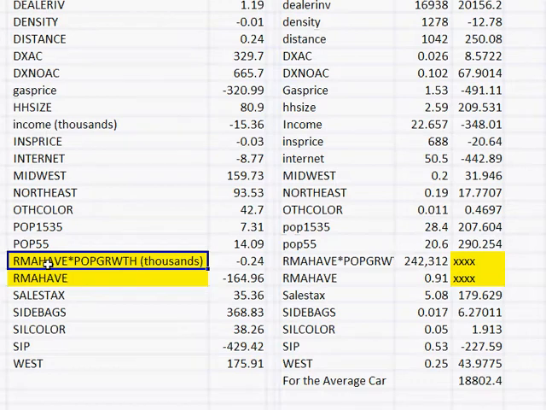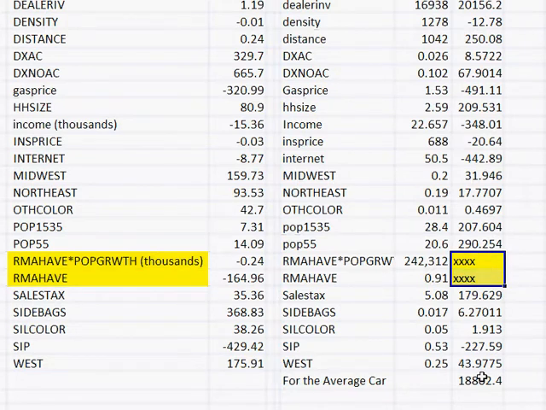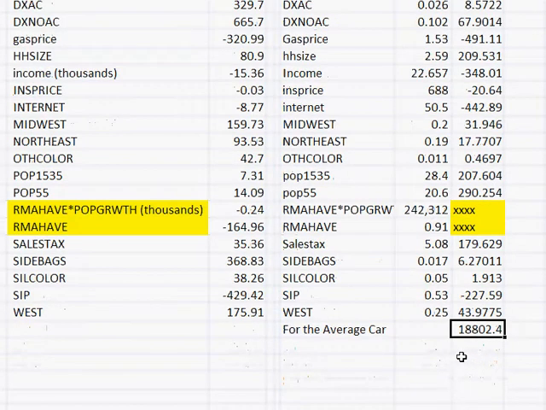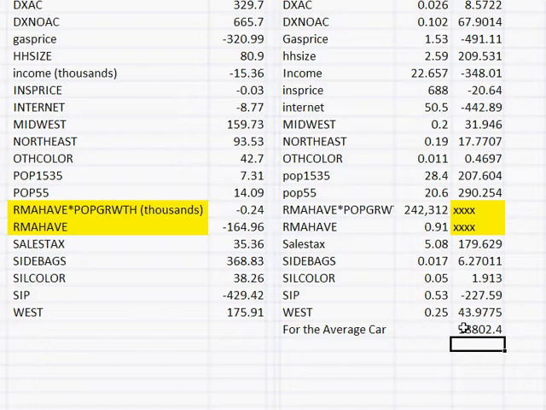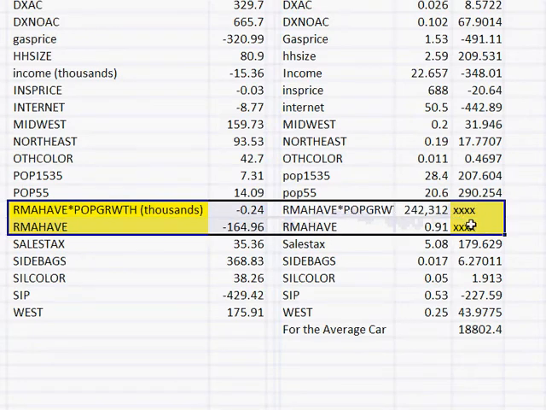Whether the area, the state, has restrictions on the number of dealerships times population growth, and this just the plain dummy variable. I'm leaving those blank. I'm adding up the rest of all the other factors. So that would tell us that the average car should cost $18,802 before you take into account these two variables.